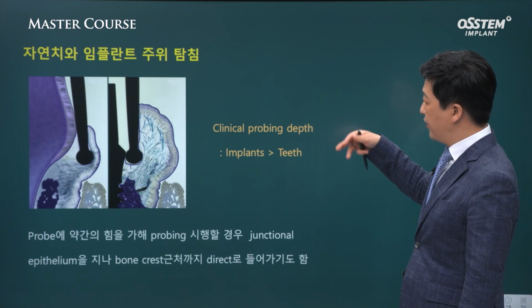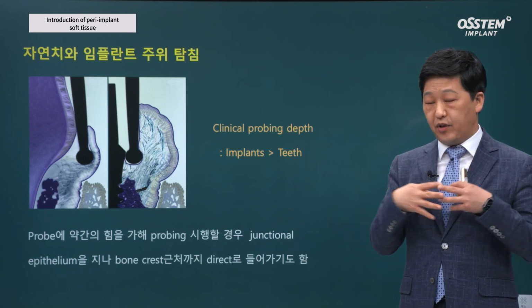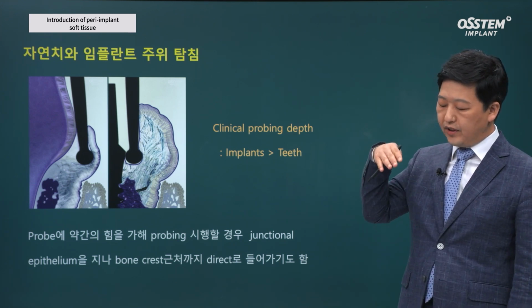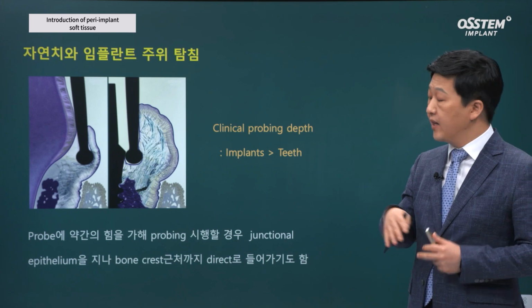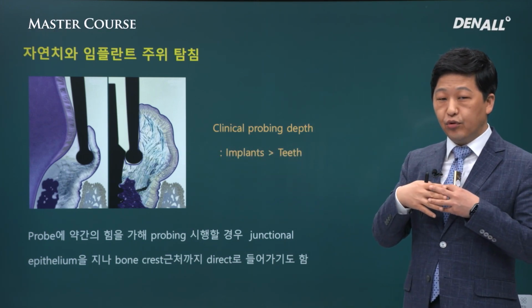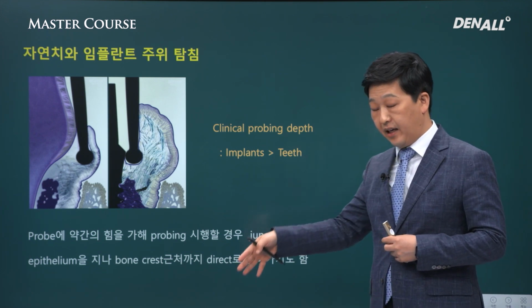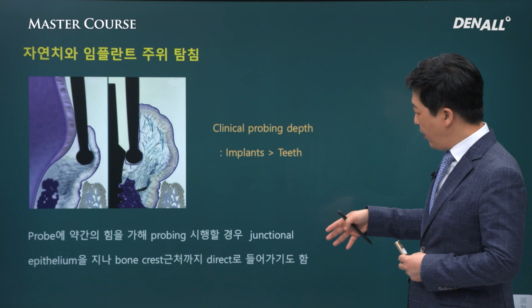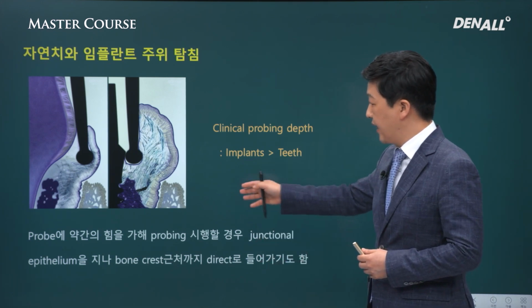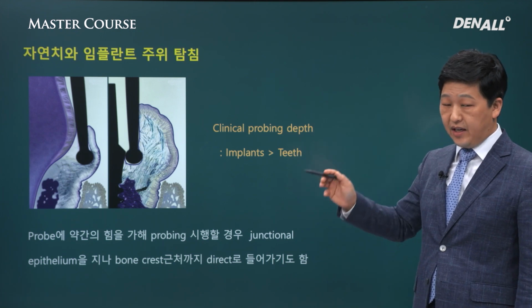So when we probe with natural tooth and implant, you need to bear in mind that in the case of natural tooth, because it has a very strong attachment, you cannot put in probe beyond a certain extent. But in the case of implant, the fiber is loosely knit. Therefore, if you apply excessive force when doing probing, you can reach the bone. Hence, the accuracy of probing can go down in the case of implant compared with natural tooth.